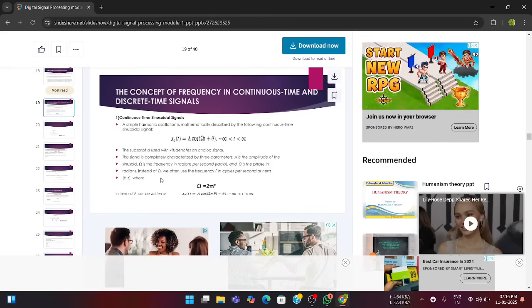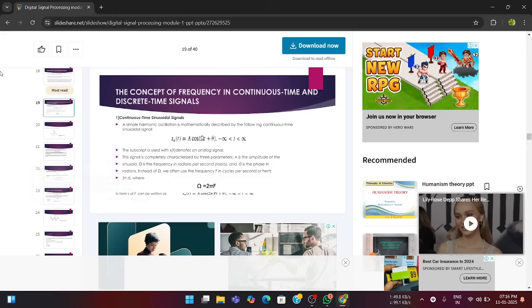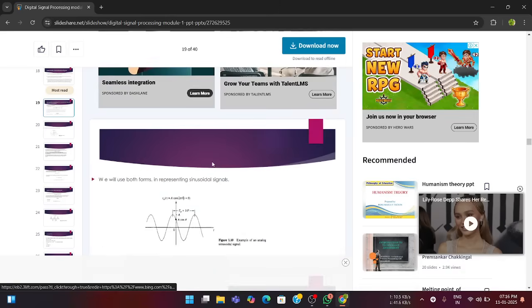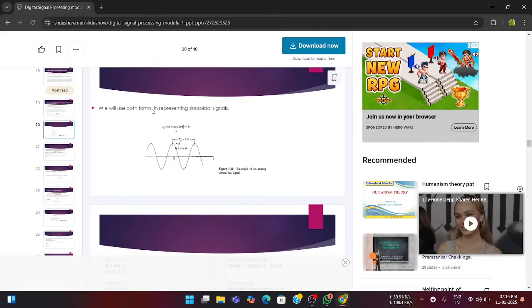Okay. Instead of omega, we often use the frequency in cycles per second or hertz, because it is easy to calculate if we calculate the frequencies in a single cycle. So we will use both forms in representing sinusoidal signals here. Okay, you can see according to this diagram. This is an analog signal.